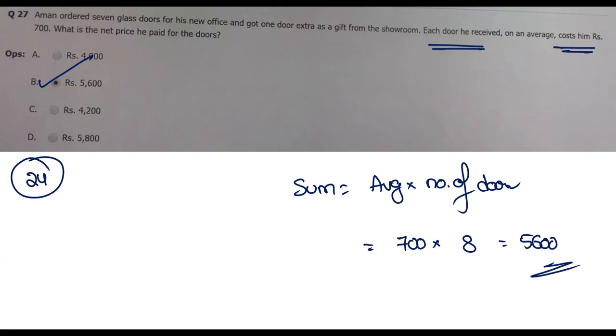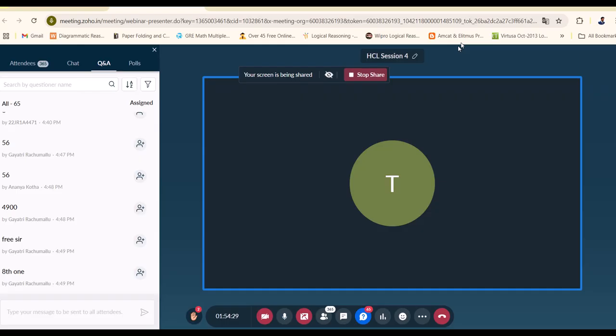8, 1 free, I agree, but read the question. No, each door he received, for that average is 700. Each door he ordered for the cost 700 means that's different. But each door he received costing 700 for him. Got it now, Gayatri?